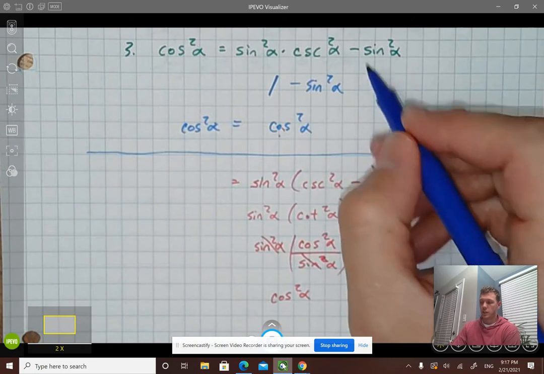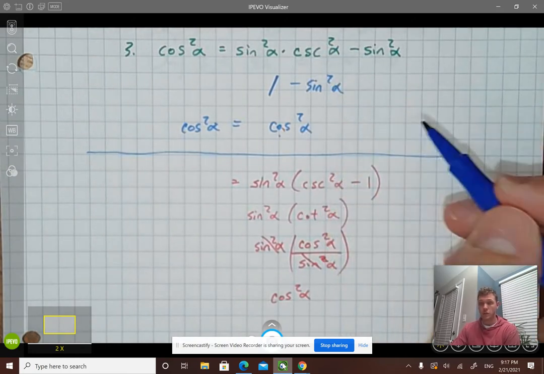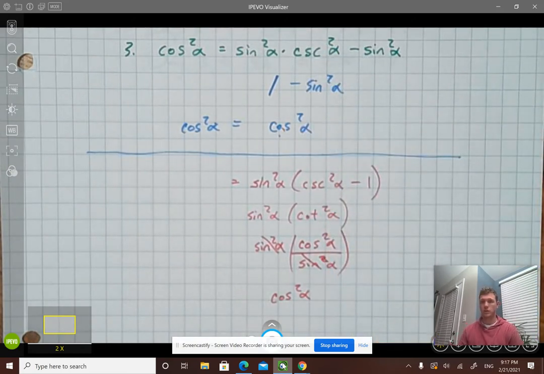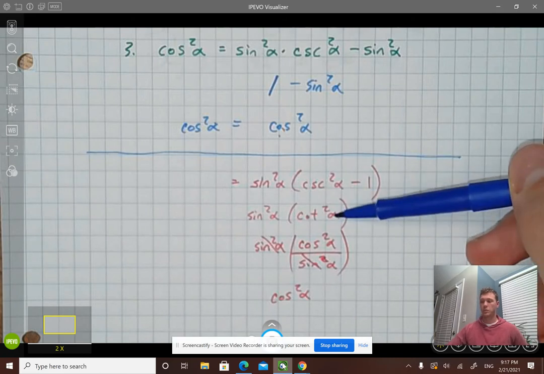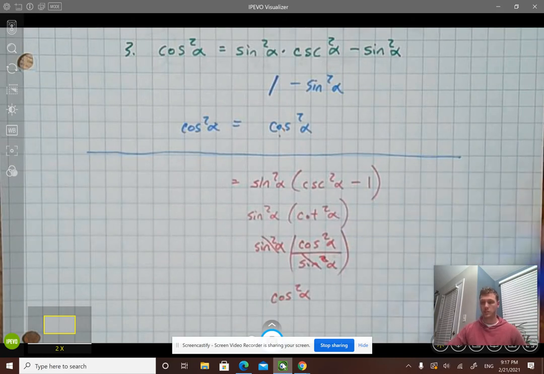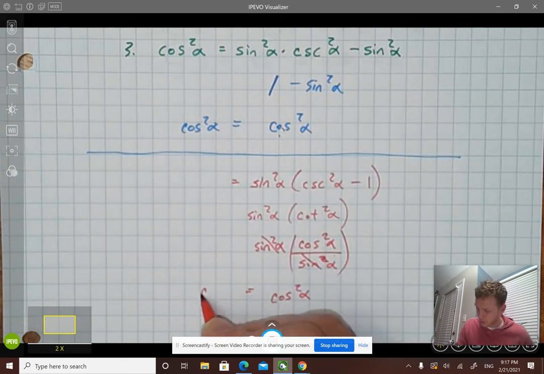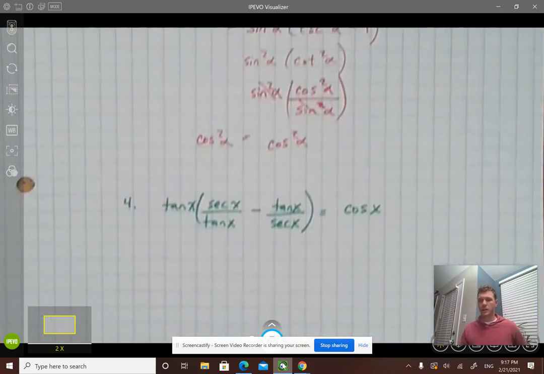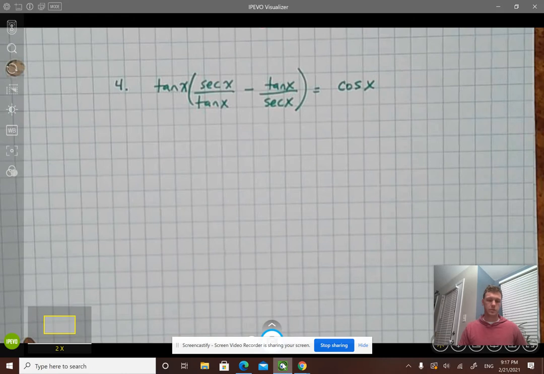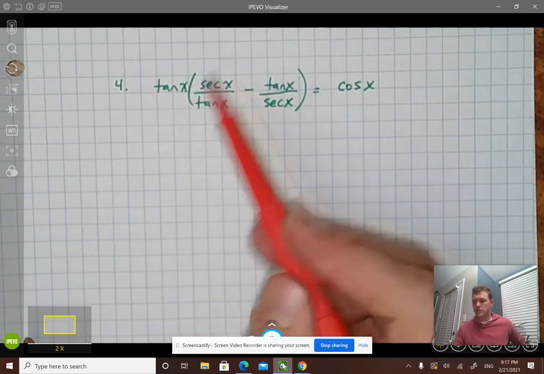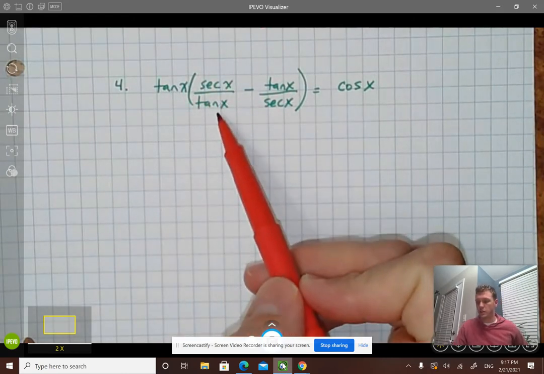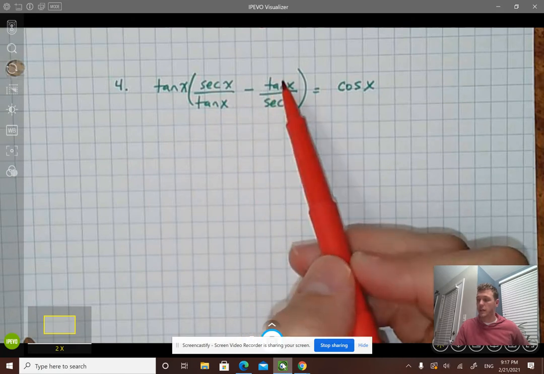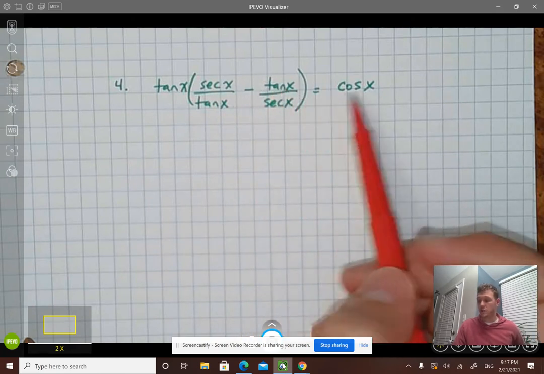So like right here, we multiplied using our reciprocals, and then we used Pythagorean. We factored, we used Pythagorean, and we simplified. Both are acceptable ways as long as you are verifying that both sides are the same. Okay, we got one more we're going to do here on the notes. So this one we got tangent of x times secant of x over tangent of x minus tan of x over secant of x equals cosine of x.